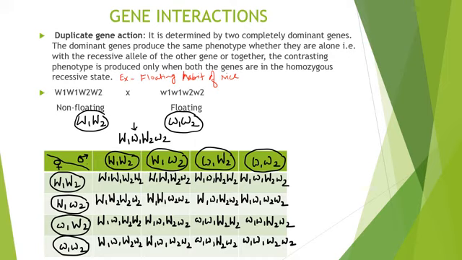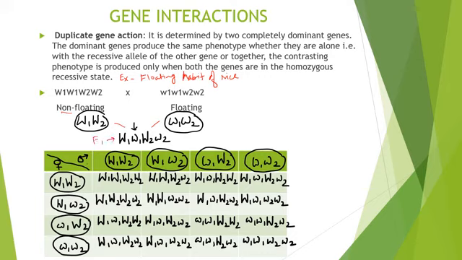That means two genes are there, capital W1 and W2, and then small w1 and small w2. So this dominant one is non-floating, it will cause the rice to sink, and in this case all recessive will cause the rice to float in water. Now we find out the gametes, and then these two fuse and you get an F1.